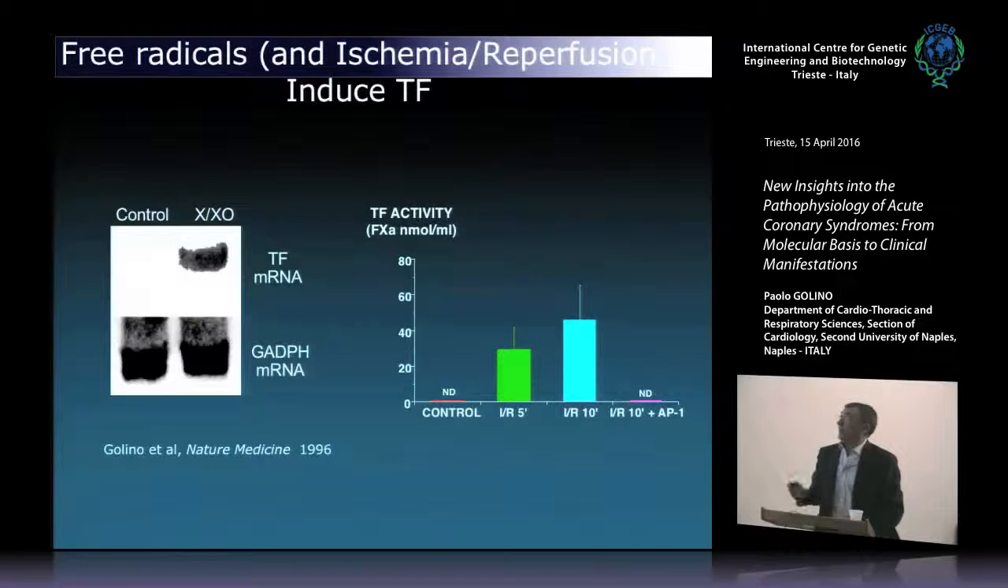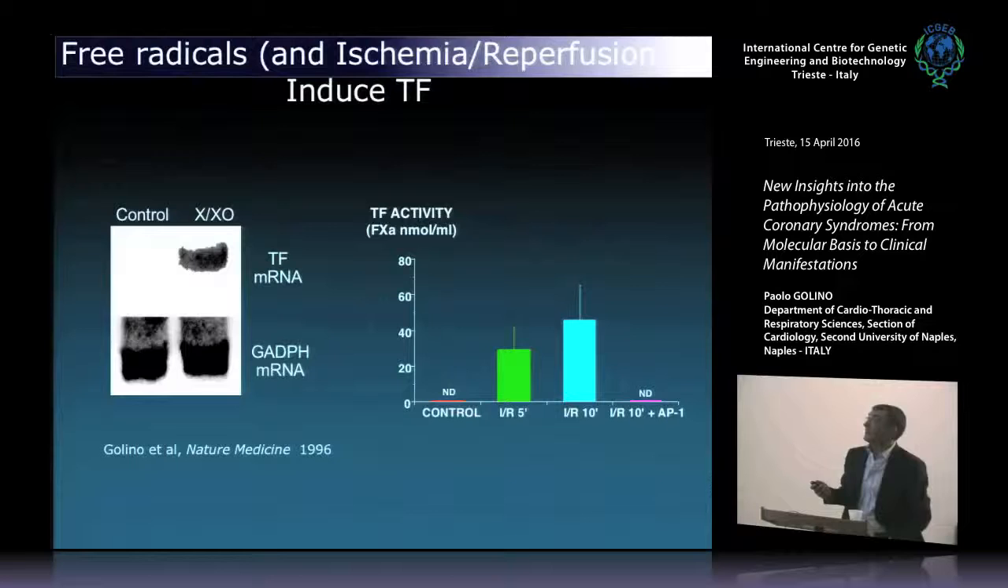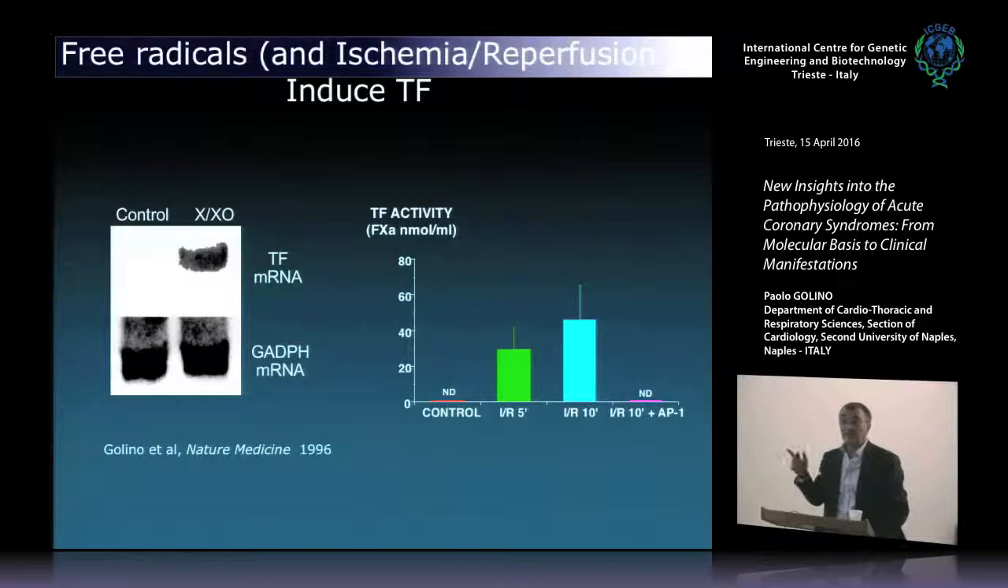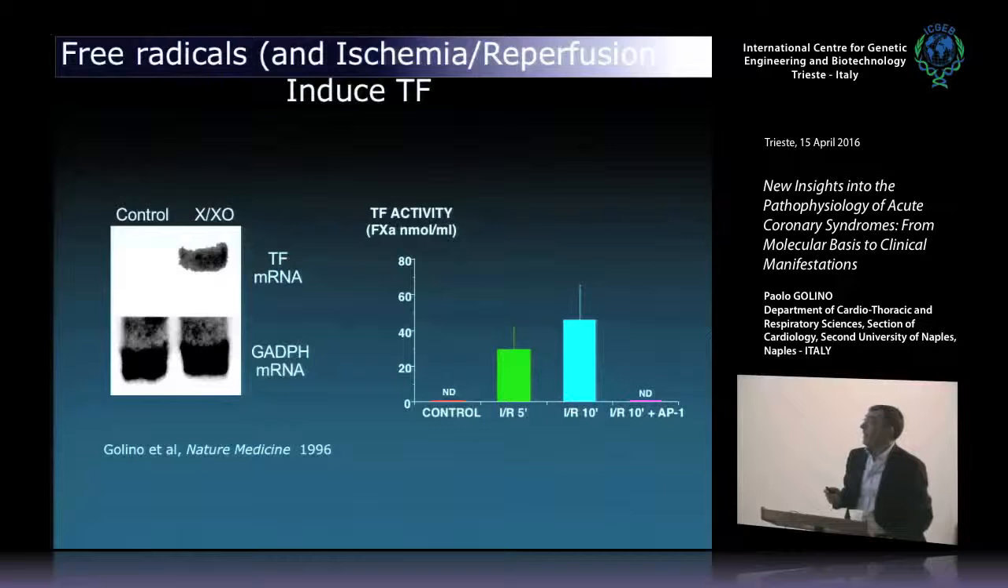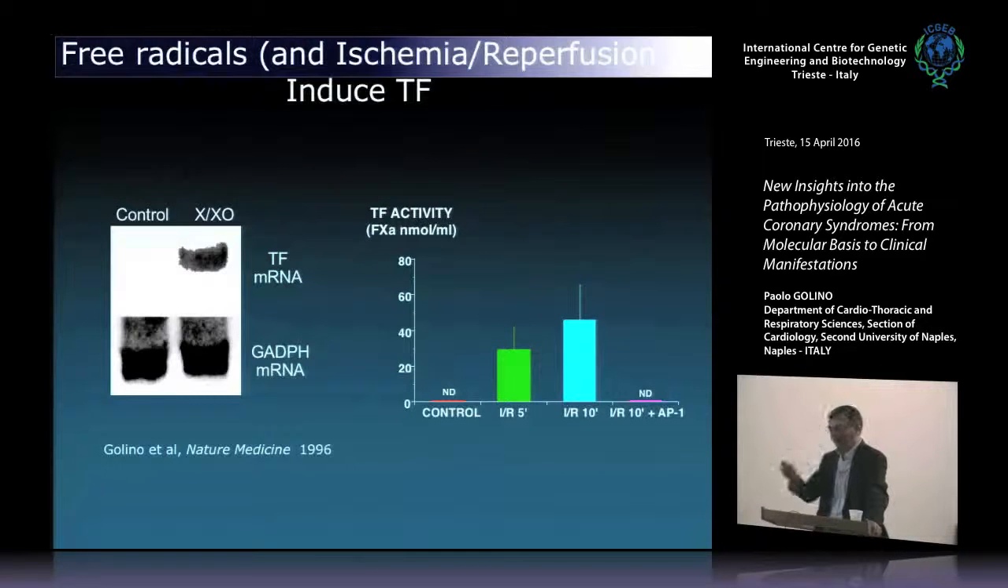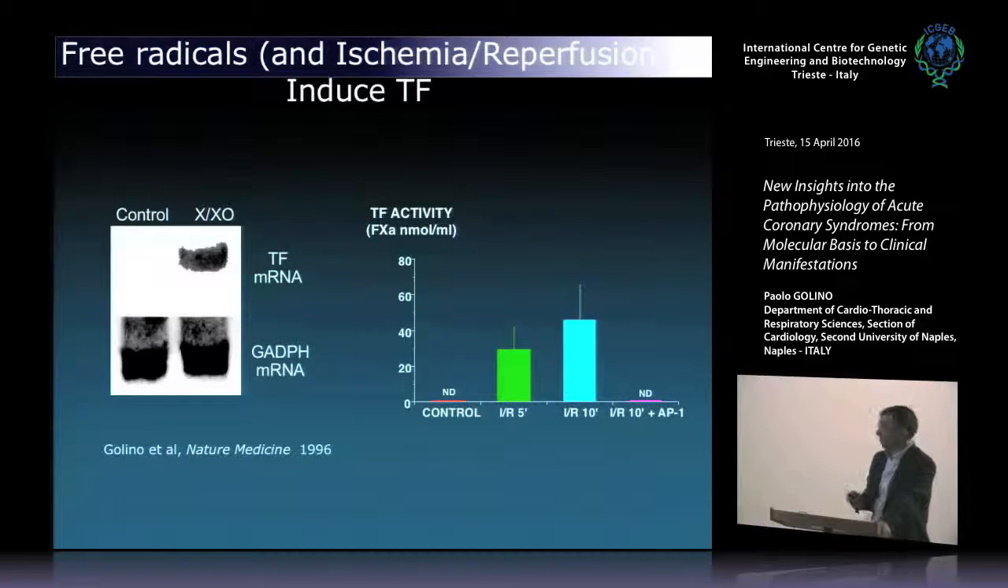In this paper, we demonstrated that in vitro endothelial cells exposed to oxygen free radicals, in this case generated by the xanthine oxidase system, activate the transcription of tissue factor, which normally is repressed in endothelial cells because they are in contact with blood. And that this occurs also in vitro hearts, the Langendorff perfused hearts, subjected to 5 or 10 minutes of ischemia and then reperfusion, we have, as you can see, within the coronary circulation, an induction of tissue factor activity, which is also, therefore, a functional protein.